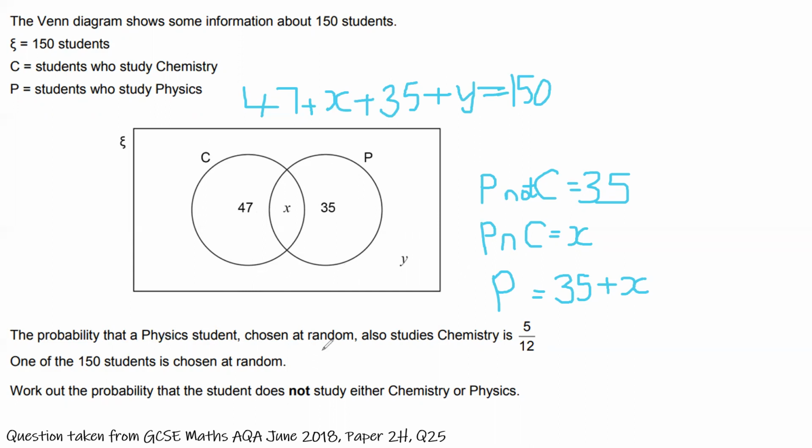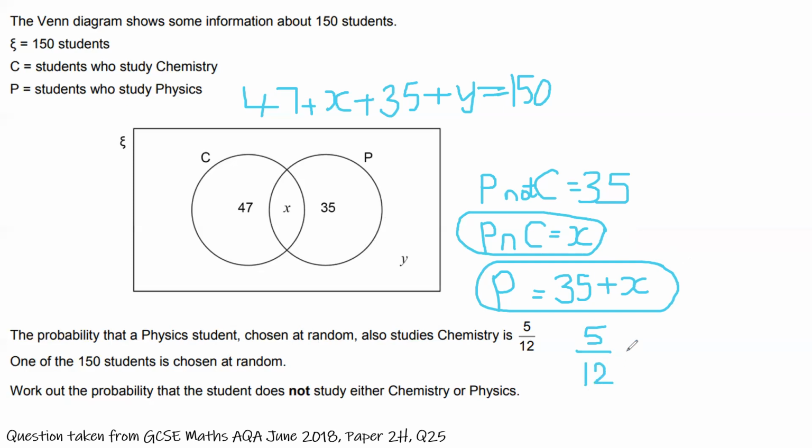So we've been told that a physics student chosen at random, so out of our portion of physics students here, the probability that they also study chemistry, i.e. they're in this portion here, is 5/12. So we know that 5/12 is equal to the students that study physics and chemistry, i.e. X, divided by the students that study any kind of physics. So all of the students that are in this circle entirely. So 35 plus X.